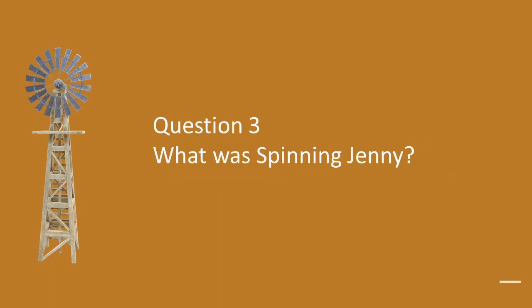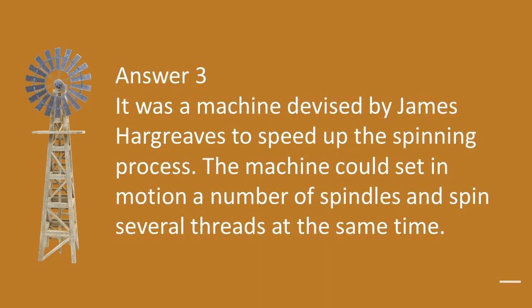Question number 3 is what was spinning jenny? Answer to question number 3: it was a machine devised by James Hargreaves to speed up the spinning process. The machine could set in motion a number of spindles and spin several threads at the same time.